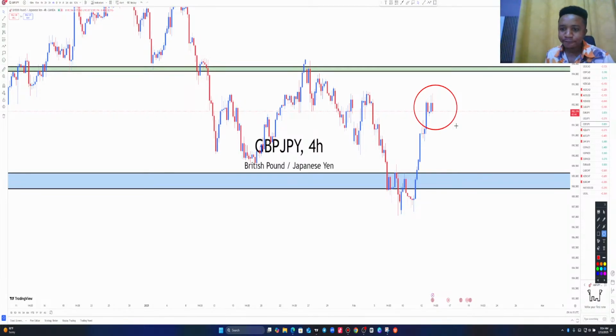Very quick, very quick. CHF JPY by Sims. Sims is showing CHF JPY. Let's go all the way to CHF JPY.